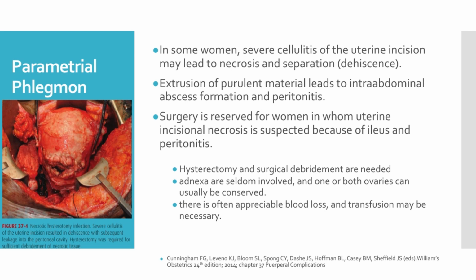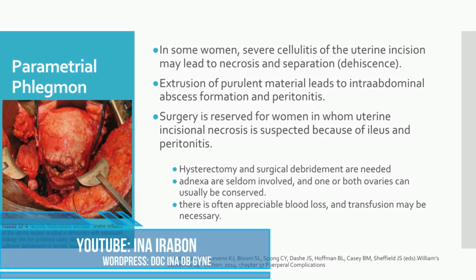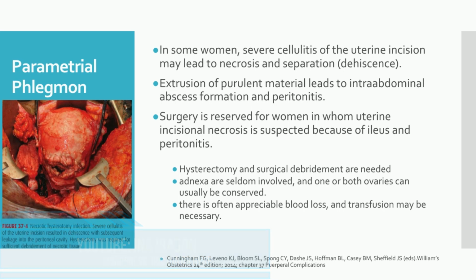Now, for patients with parametrial phlegmon, surgery is reserved for women in whom uterine incisional necrosis is suspected because of ileus and peritonitis. Sometimes there is a need to do hysterectomy and surgical debridement. Adnexa usually is seldom involved, and one or both ovaries can usually be conserved. There is often appreciable blood loss in these cases, and blood transfusion may be necessary.